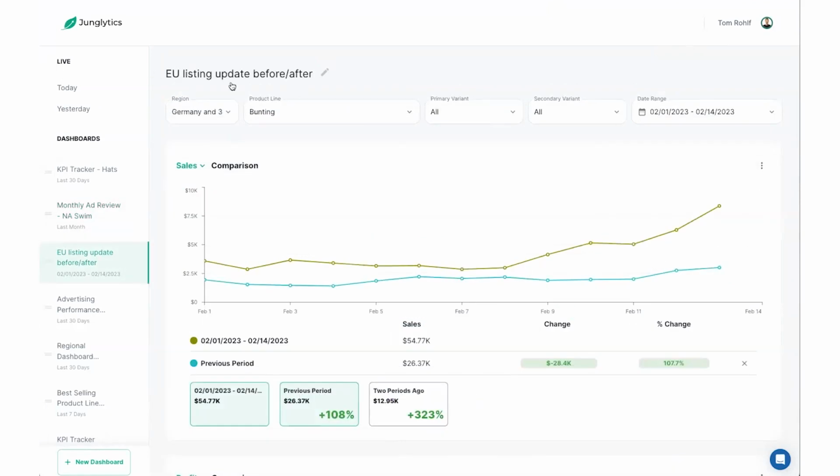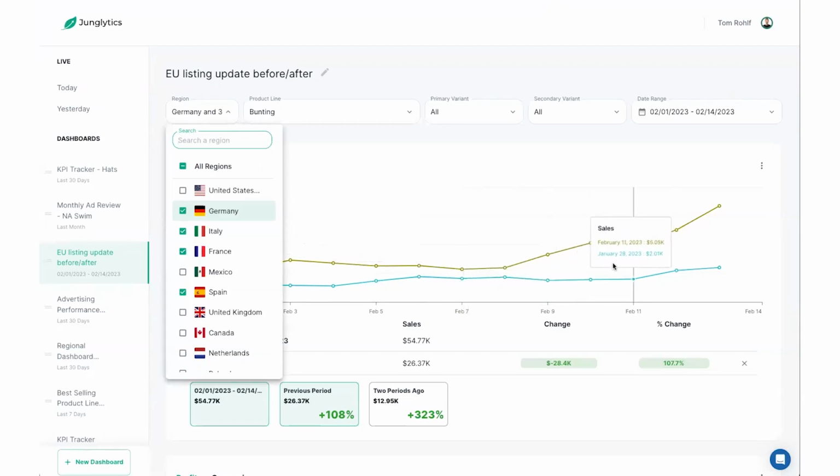So here we have an EU listing update before and after. Recently we did a listing overhaul in the EU and made a lot of our listings localized in terms of the secondary images and the EBC. So having French in France, German in Germany, etc. I've been analyzing how that affected our critical business metrics for those regions.